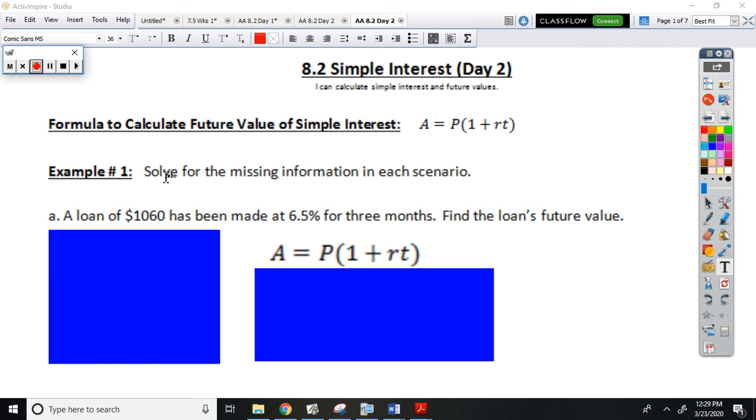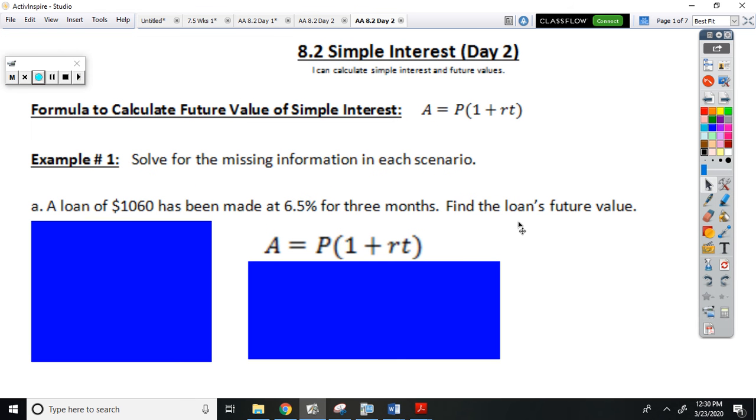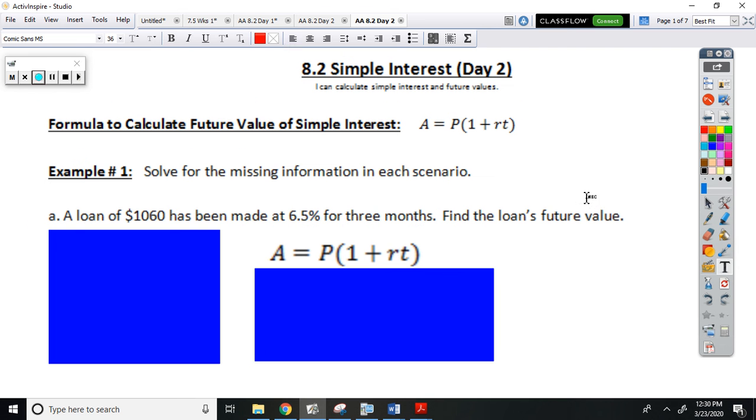So today we're just going to see some issues where maybe our variables aren't in the proper form that we need. So for example 1, a loan of $1,060 has been made at 6.5% for 3 months. Find the loan's future value. So based on what they've told me, I have my principal, my rate, my time, and I'm looking for my loan's future value, which remember that is our A value.